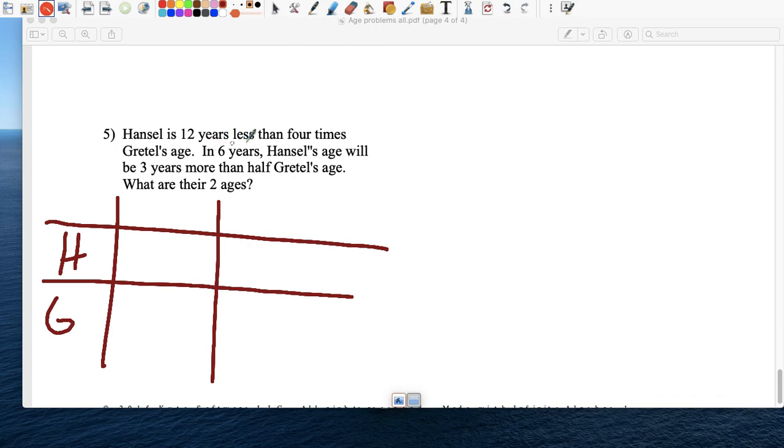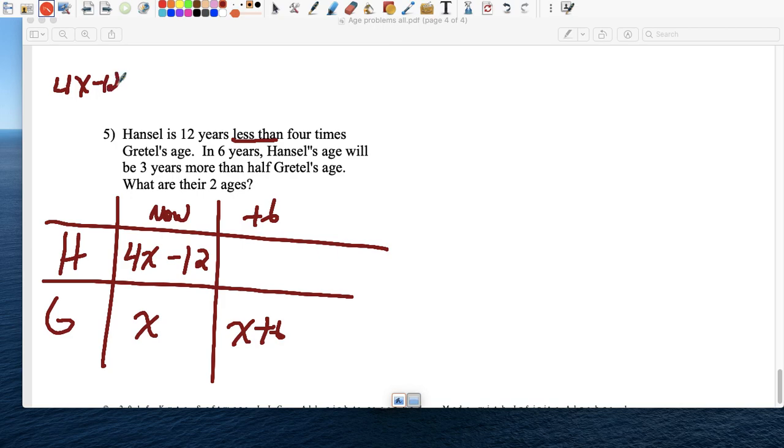So Hansel is 12 years less than. So again, that less than word, so we know we're going to switch the order. So it's going to be 12 as the second term. And the first term is going to be 4 times Gretel's age, which we don't know. Call it x. So 4 times Gretel's age minus 12 is Hansel. That's now. 6 years plus 6. Gretel's x plus 6. Hansel is going to be 4x minus 12 plus 6.